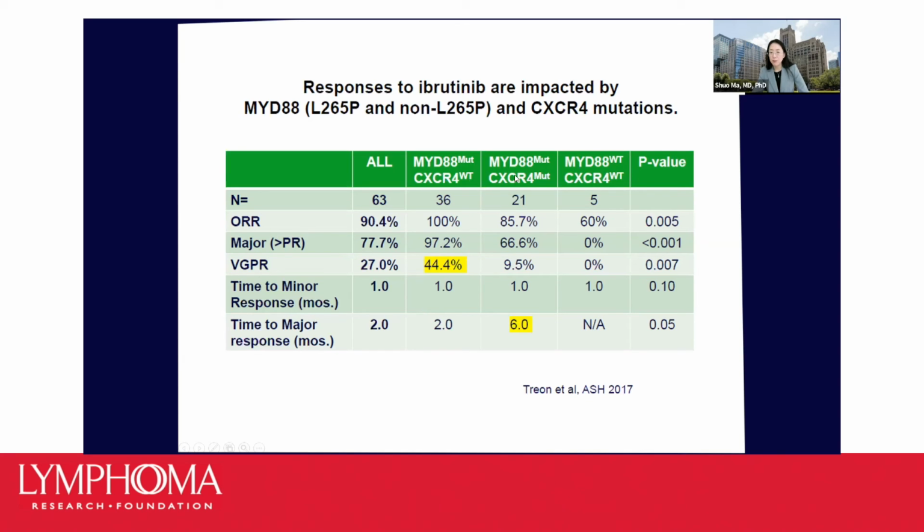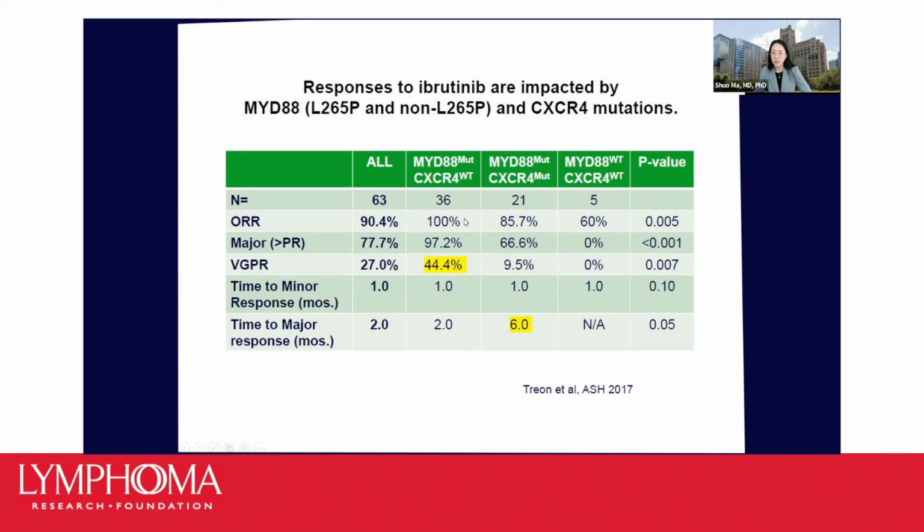Even for those patients who had double mutation, they can still have a decent response, about 2/3 of the patients had a major response. But for those patients who do not have the MYD88 mutation, 0% had a major response. So all of the 60% response were minor responses, which is not a very good type of response. Very good partial response again follows a similar pattern.